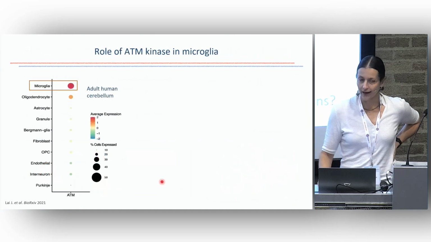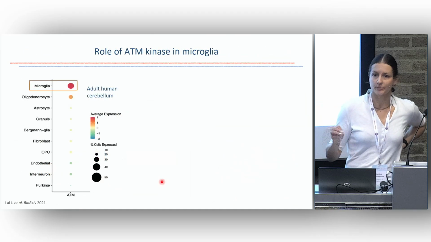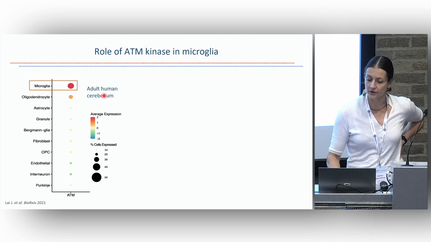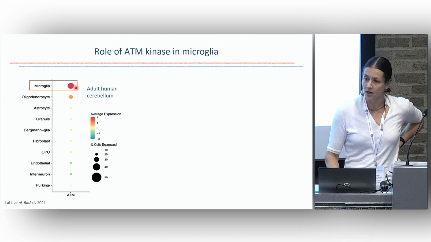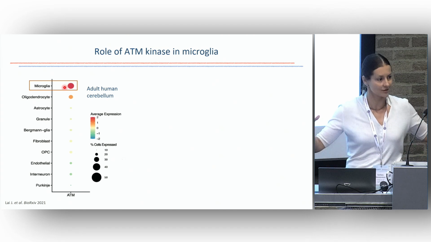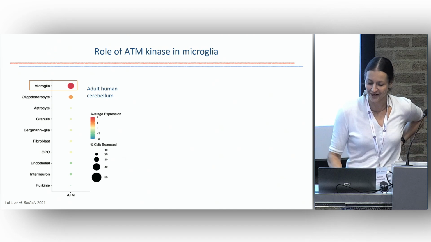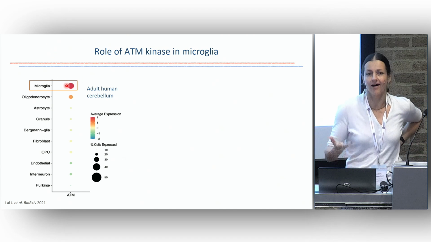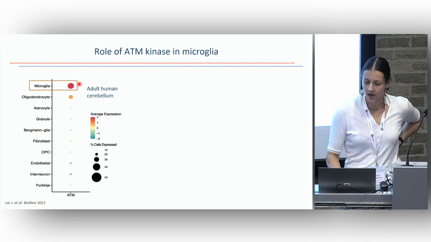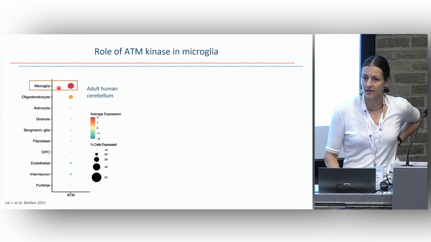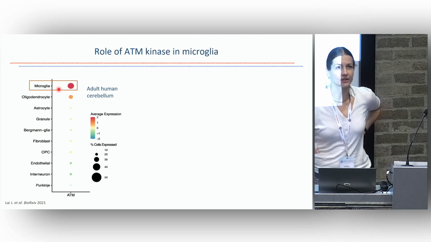So now, if we look at the level of expression of ATM in different cell types in the brain, then it is actually the highest in microglia. So the bigger the dot, the more efficiently we detect ATM, and the redder it is, the higher the expression levels are. So we decided to focus on microglia and ask a very simple question.